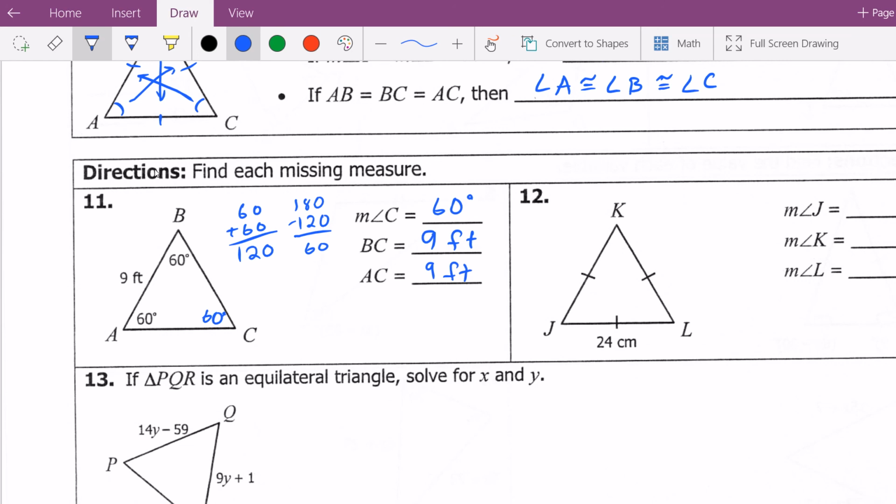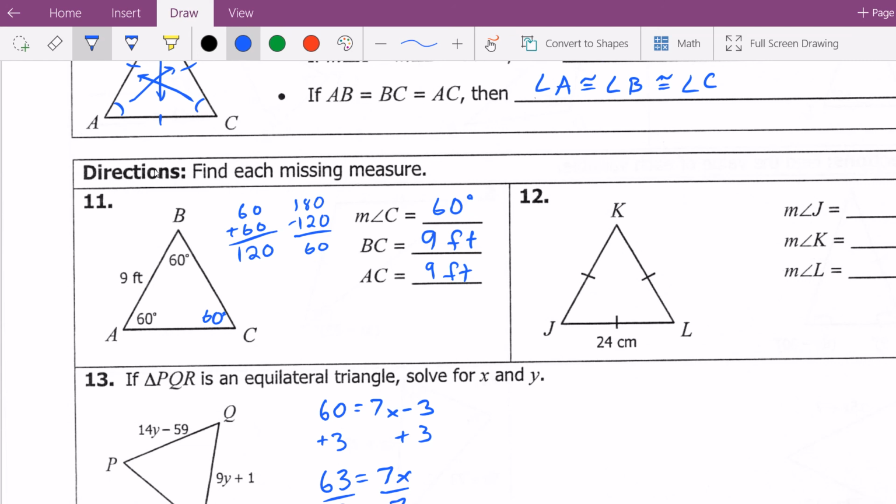Alright, also looking at number 13, it tells me that this is an equilateral triangle, so we have to solve for x and y. First off, solving for x, we have that as an angle. So in an equilateral triangle, all angles will always be 60 degrees. So that would be 60 equals 7x minus 3. Add 3 to both sides. And we get 63 equals 7x. Divide by 7. And 9 equals x.